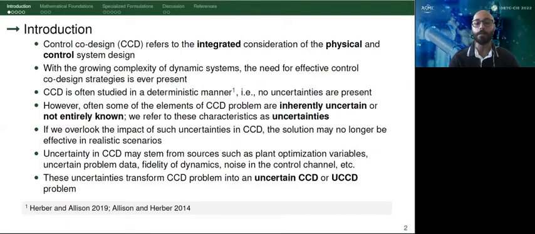For example, plant optimization variables may be uncertain due to imperfect manufacturing processes. The problem data may be uncertain because we don't have complete information about data such as wind speeds or wave energy densities or earthquake loads. The fidelity of the dynamic model might be another source of uncertainties. Sometimes we simplify dynamics or sometimes we neglect them. Finally, there might be some noise in the control channel that would affect the final CCD solution. These uncertainties transform the CCD problem into an uncertain CCD problem that we refer to as UCCD.